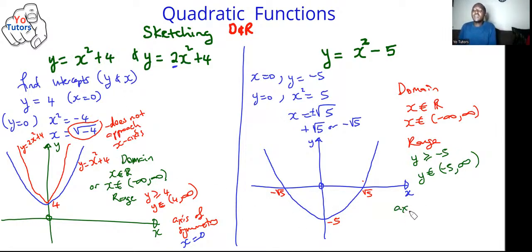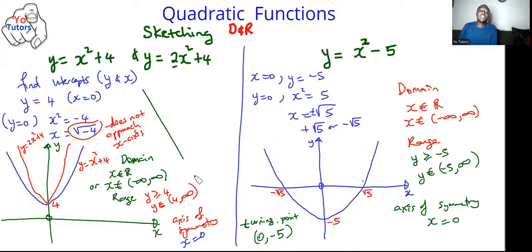Then the axis of symmetry: we know that x is equal to 0. Then another thing, our turning point. We now know that it's equal to q, so it's 0, negative 5. That's our turning point.